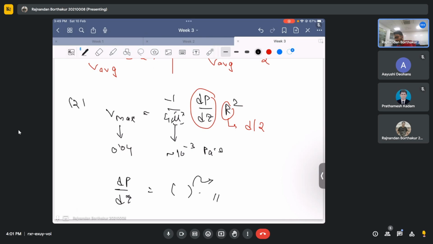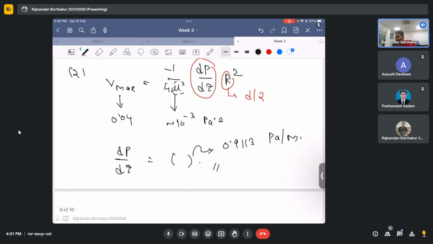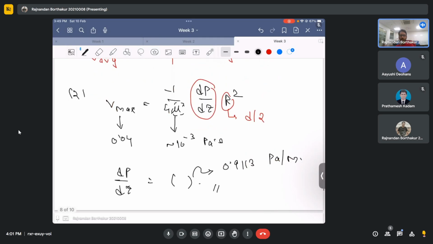I'll just let you know that you can check this pressure gradient will come out to be 0.9113. Since this is a gradient, it will be Pascal per meter. And if the length of the pipe is known, you can eventually calculate the delta P that you need to maintain in order to get the desired mass flow rate, which is given. Just check this, you will get around 0.9 Pascal per meter.